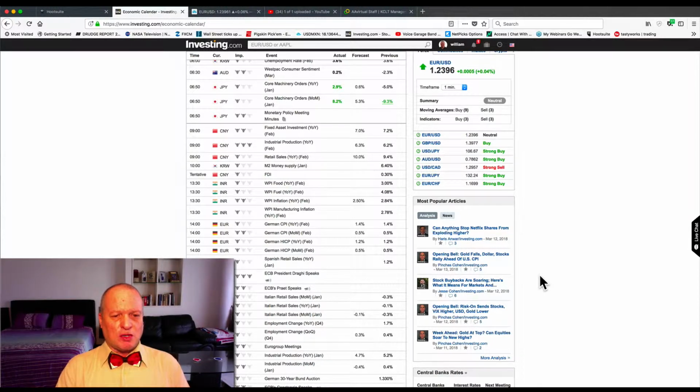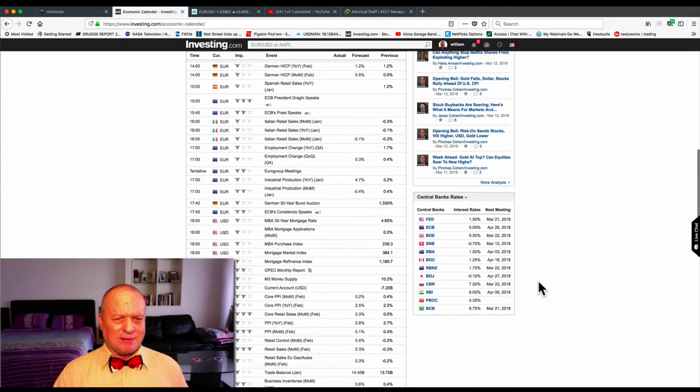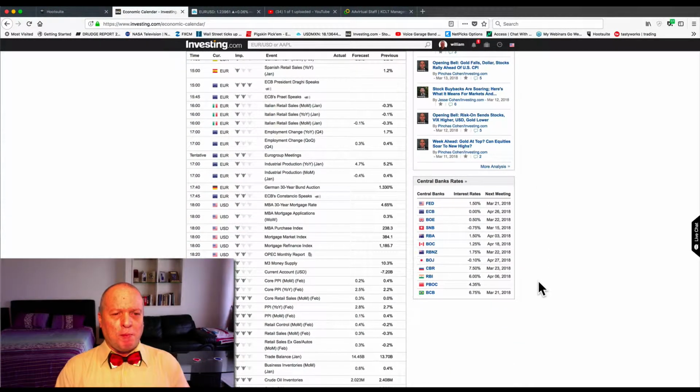Going into the Eurozone, we've got German CPI today, year on year and month on month. ECB President Draghi speaks. Wow, is he getting chattery? He's just chattering away. What's up with that? He's talking like every other day now. Come on. Eurogroup meetings, tentative. They never give you the time when they're going to talk. Industrial production month on month out of the Euro, and Germany's got a 30-year Bund auction today.